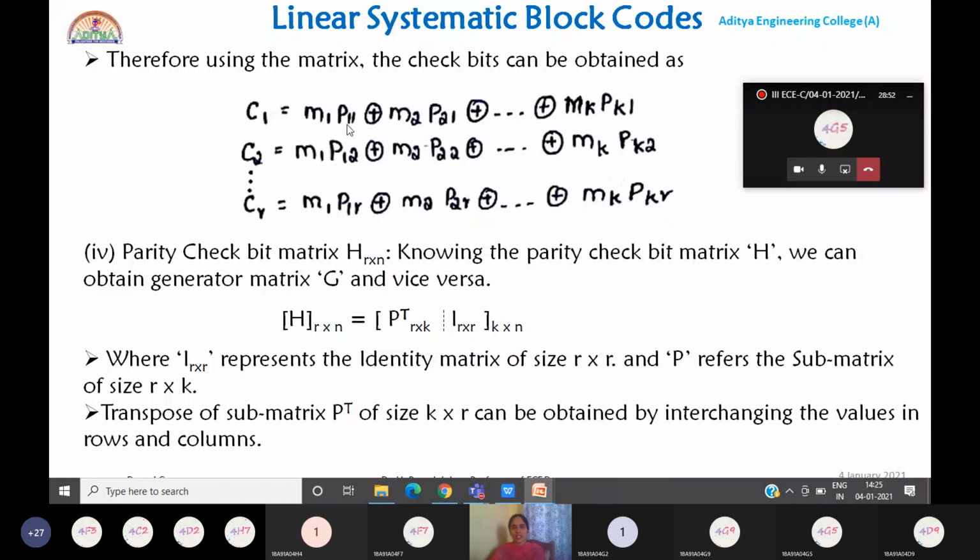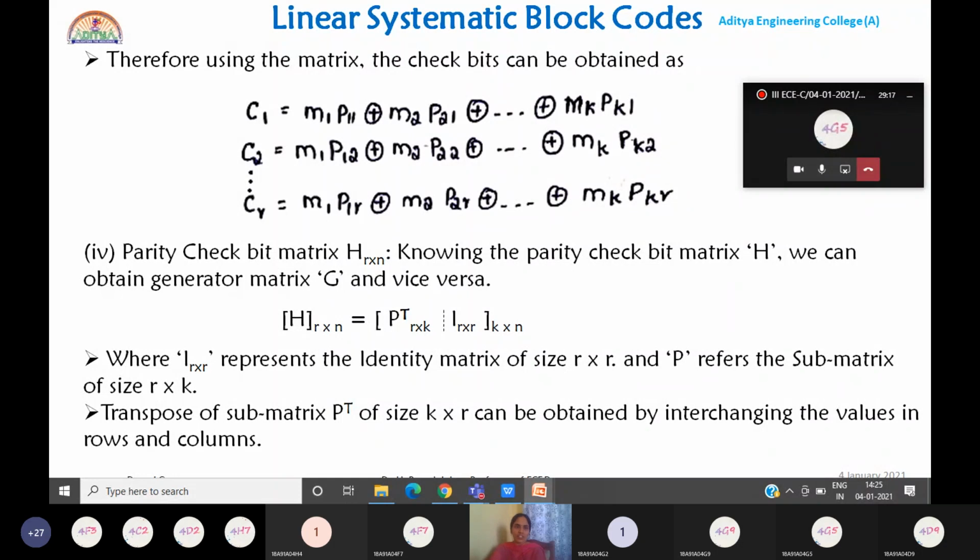So like this you can attain the check bits. Now the 4 message bits. For example, suppose the check bits are 0 and 0. So the 4 message bits 0 0 0 0 followed by 0 0 is the first code word. Like that you can calculate the code words of 16 message bit combinations.